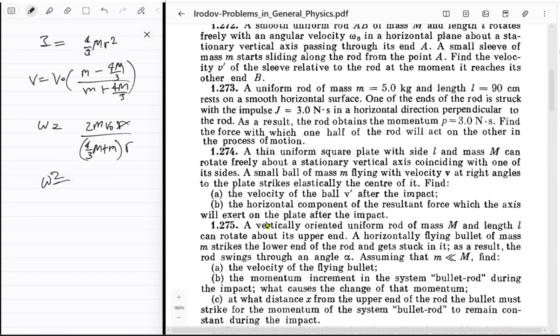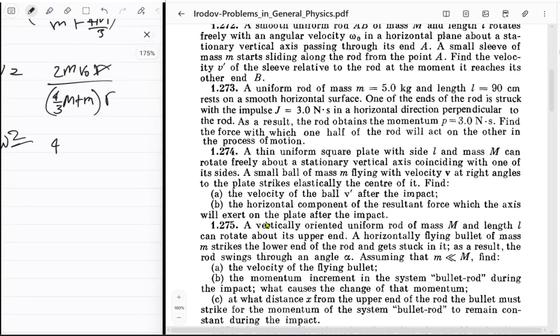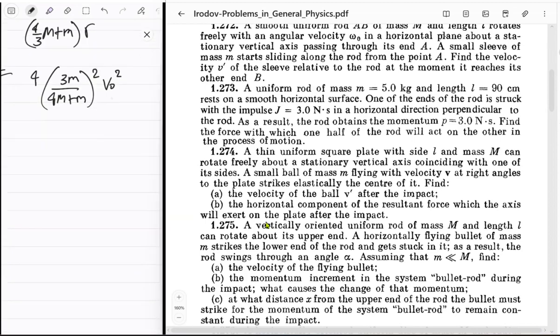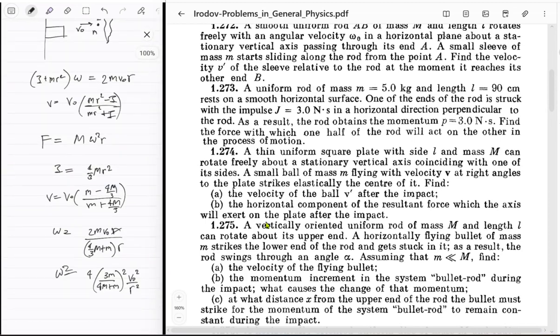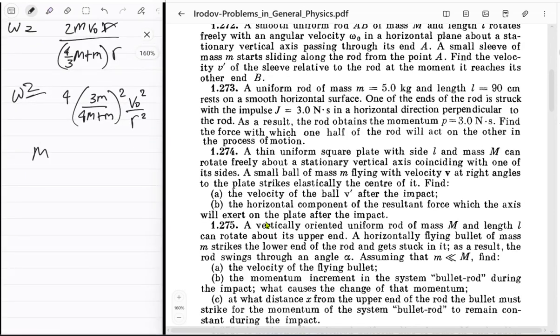So omega squared is equal to 4 m squared. It's going to get complicated, but whatever. 3m upon (4m plus m) squared, you got v naught squared upon r squared. Let's put that in this guy. So m omega squared r, it's r. So 4, and then you got all of this, 3m upon. Oh, this is supposed to be 3m, sorry.